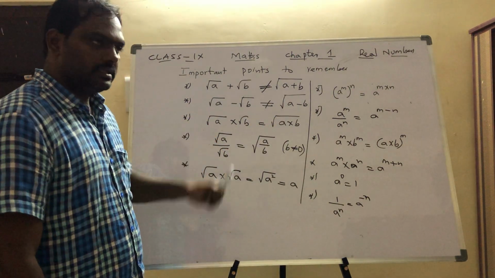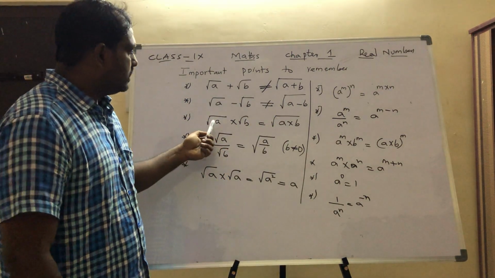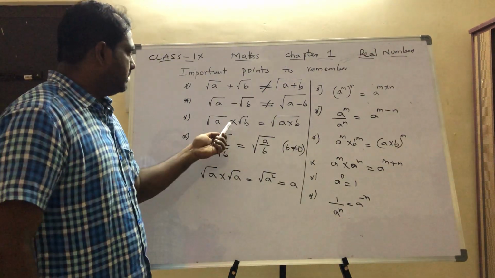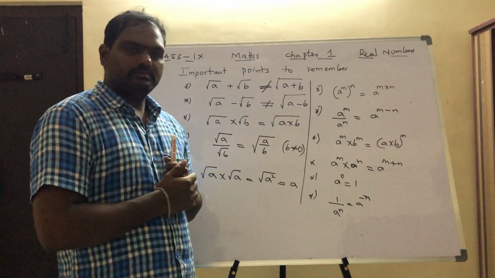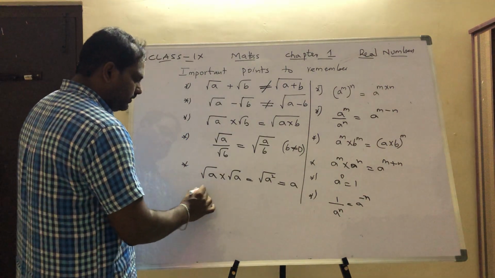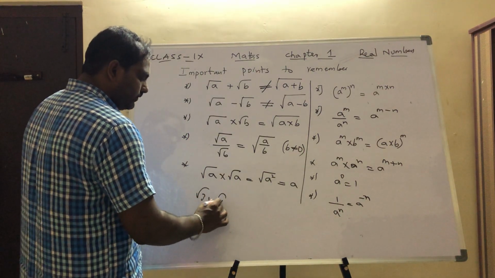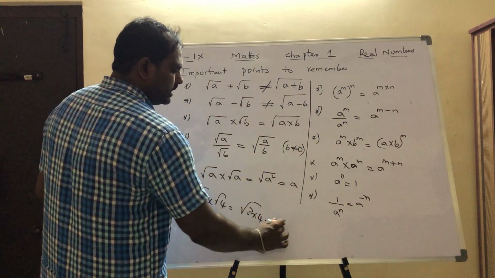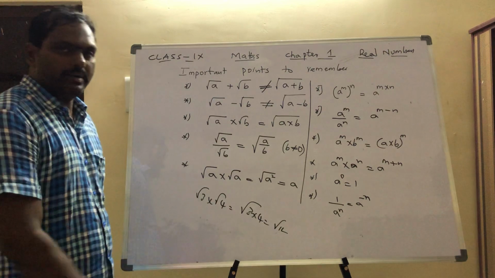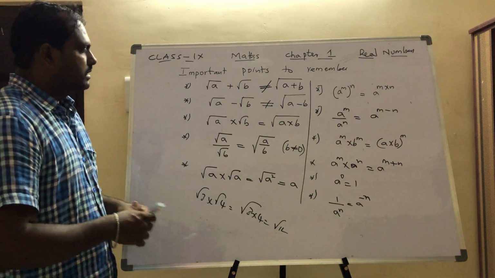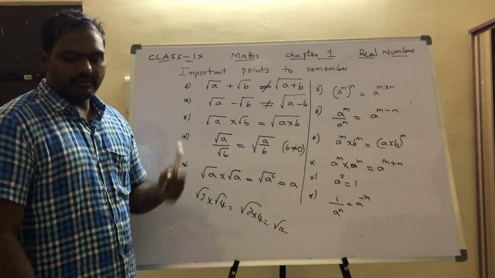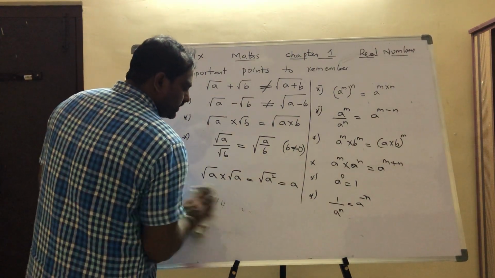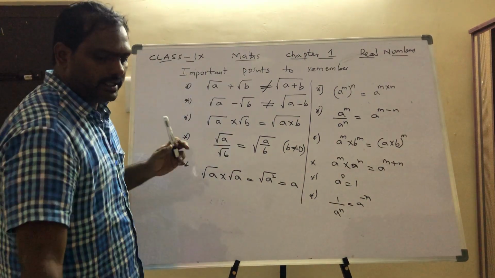Now look at these points. Root a into root b is equal to root a into b. That means multiplication we can do. Example, root 3 into root 4. What will be the answer? Root 3 into 4, it will be root 12. Yes, we can multiply it. So square root of a into square root of b is equal to square root of a into b.